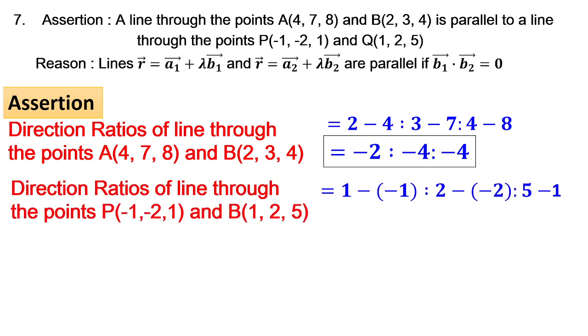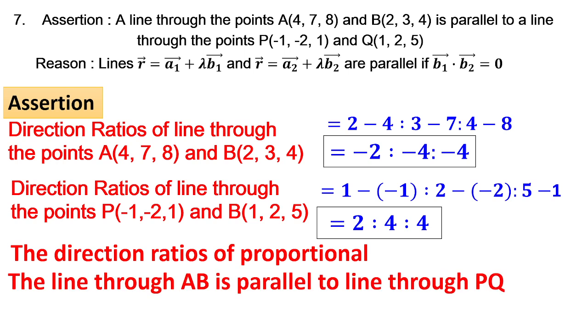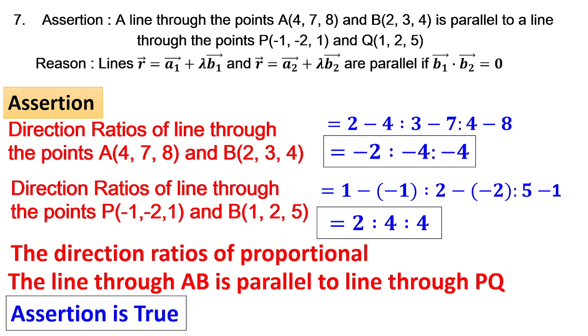Now the direction ratios of the line through the points P and Q are once again 2, 4, 4. Now the direction ratios are proportional. Therefore, the line through AB is parallel to the line through PQ. Therefore, the assertion is true. Let us go back to the reason.